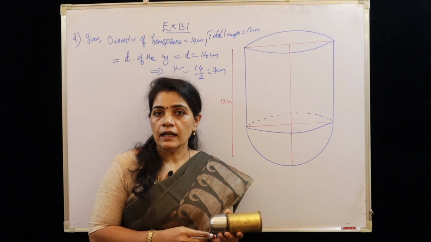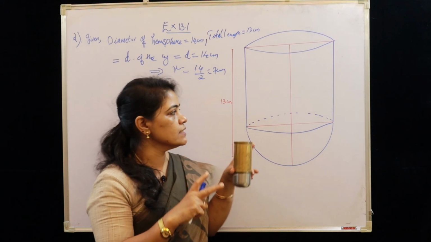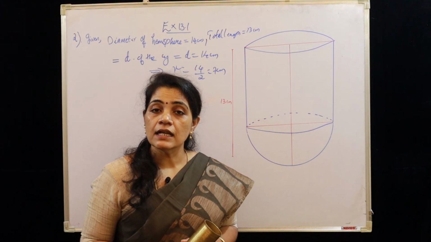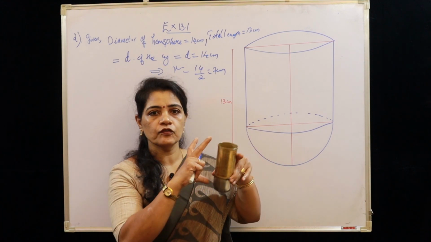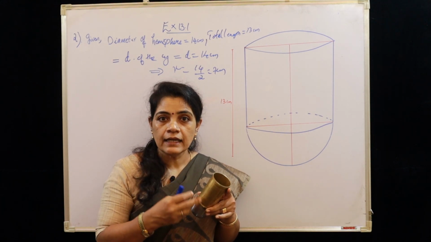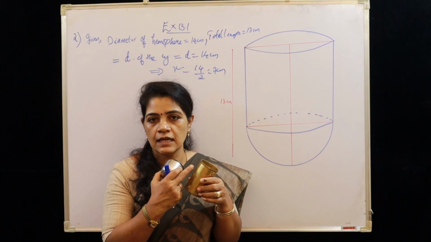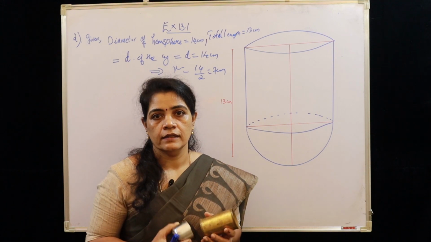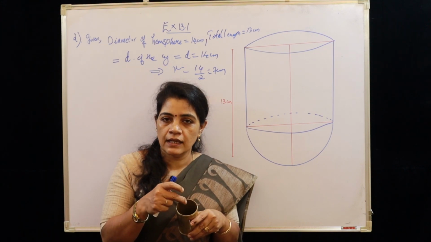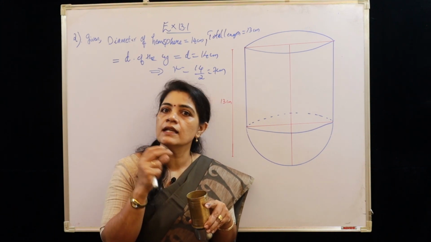Okay, another important thing: the total height of the vessel is given as 13 centimeter. Since we don't have a single formula to find the CSA of this vessel, how can it be solved? By adding the CSA of the hemisphere and the CSA of the hollow cylinder. Since the thickness is negligible, that is, nothing is said about the thickness, you can make use of the fact that the outer CSA is the same as the inner CSA.